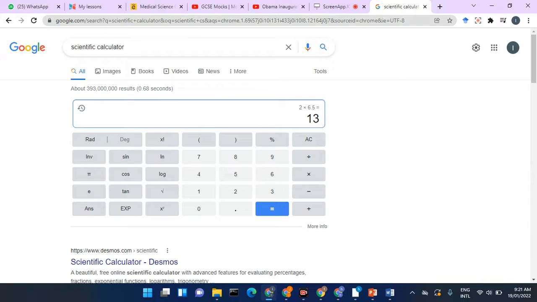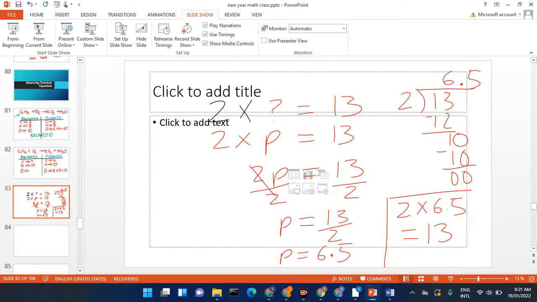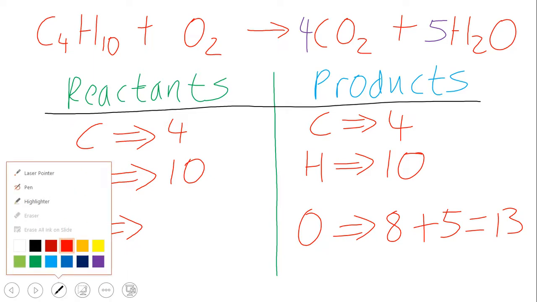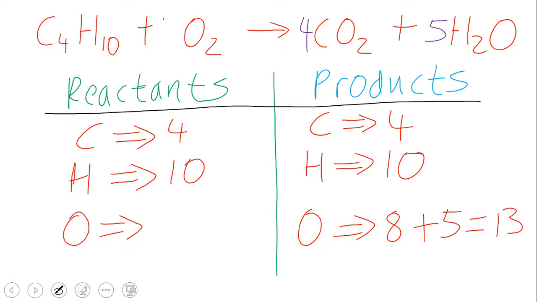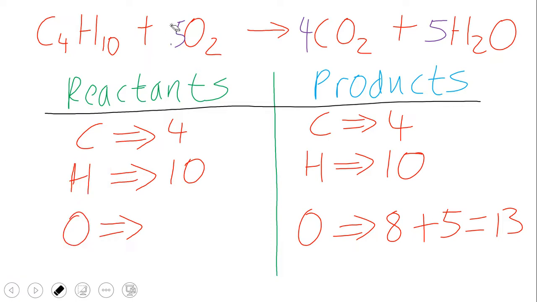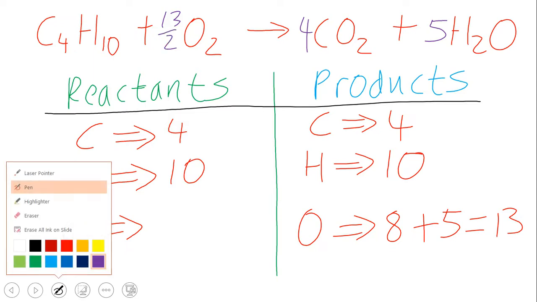Okay. All right, so let's go back to our setup. That means that the number that we need to place in front of the oxygen is 6.5. So you could put 6.5, or instead of putting 6.5, you could also put its fractional form, 13 over 2. Either of them works. But let's go with 6.5.